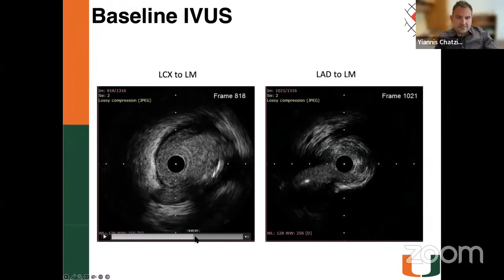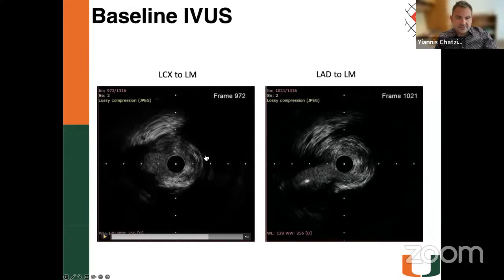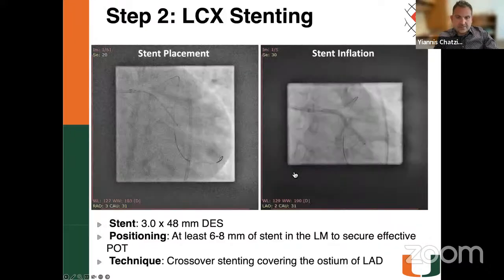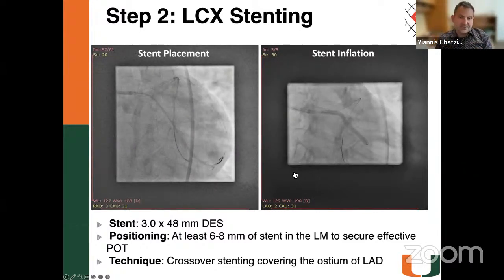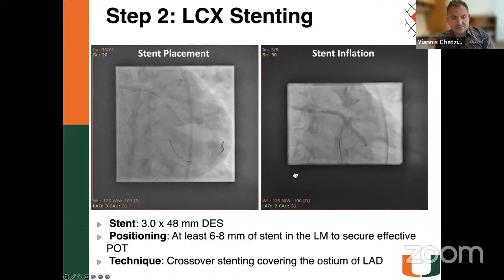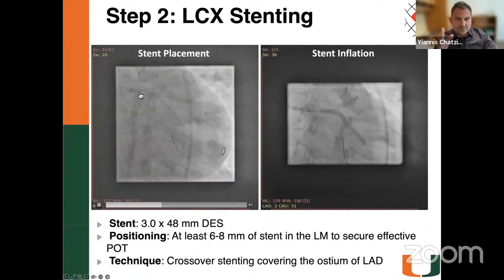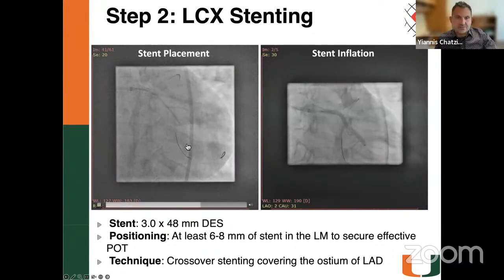And as you see here, again, fibrocalcific plaque on this side, more than 180 degrees, as we enter now with the other wire into the LAD. So what we do first, we start, as we said, with a stent to the circumflex, the designated side branch in that case. Of course, it's the side branch because it's circumflex, so it's a 3.0 by 48 DES, long stent. We position this all the way to the ostium of the left main to have enough space for a good POT. And the technique is crossover, covering the ostium of LAD.